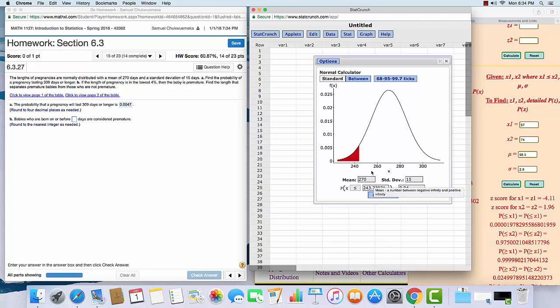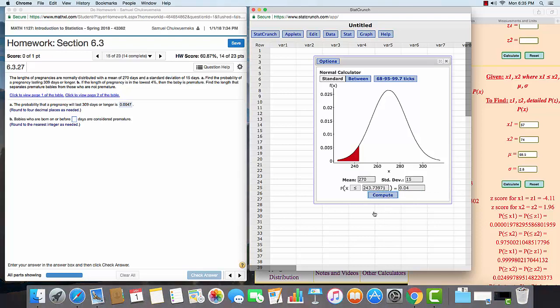So this means that babies who are born at 243.73971 days, to the nearest integer, so babies who are born at 244 days are premature. Okay, 244 days are premature.